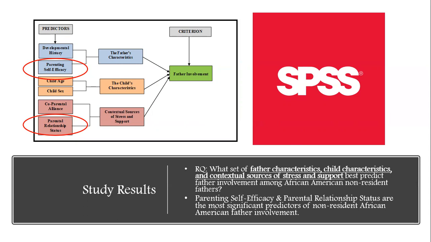However, just as a reminder, my primary research question was: what set of father characteristics, child characteristics, and contextual sources of stress and support best predict father involvement among non-resident African-American fathers? Generally speaking, this question was examined using SPSS, which stands for the Statistical Package for the Social Sciences.